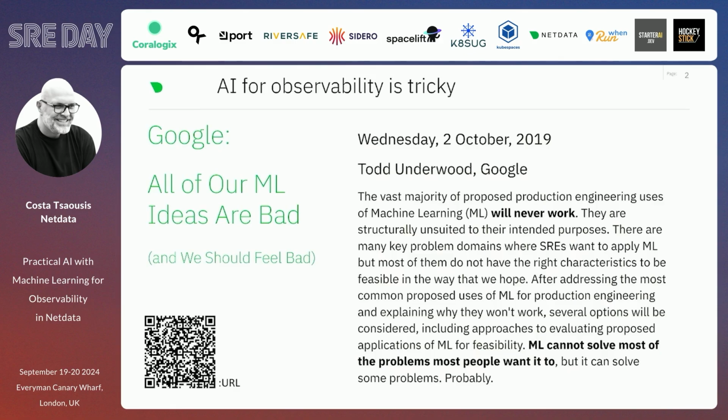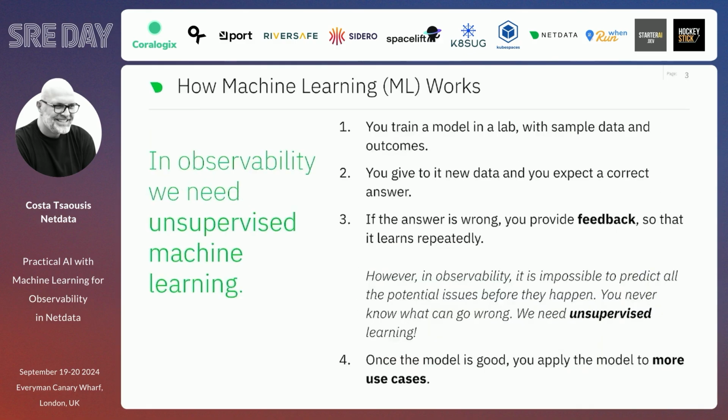In 2019, Google did an experiment. They asked Google SREs and DevOps to come up with ideas of what AI and machine learning could do in observability. So they gathered all these ideas and they started implementing them. And guess what happened? Nothing worked. Not even a single idea. So Todd did this presentation where he said, all our ML ideas are bad. Why is that? Why is machine learning in observability hard?